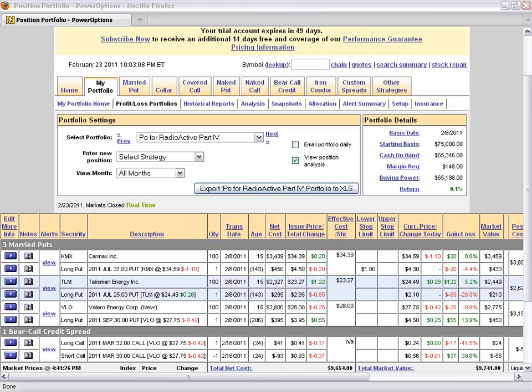Be careful of hidden fees, Ivan. That's very important. Hidden fees: if there's an assignment or expiration and they have different prices there, that would come into play.